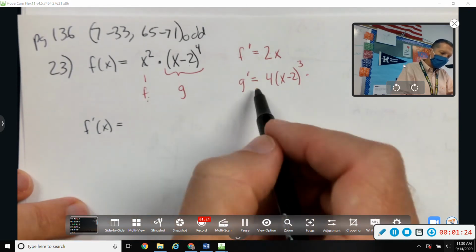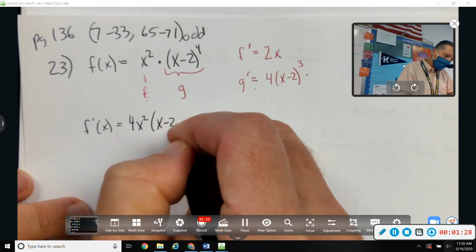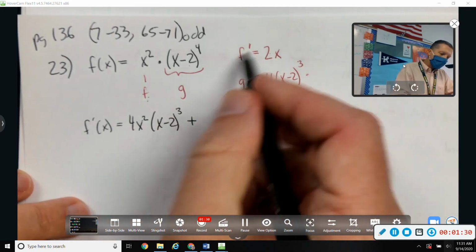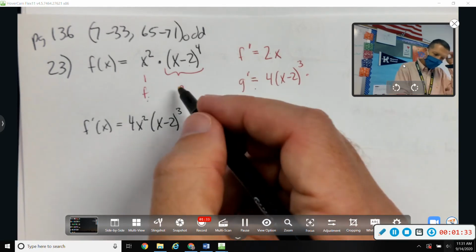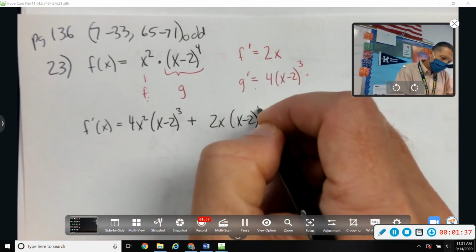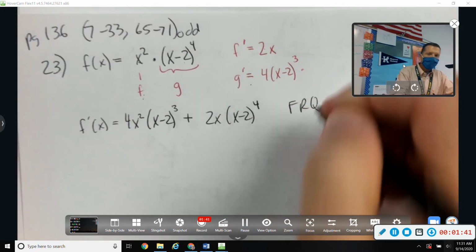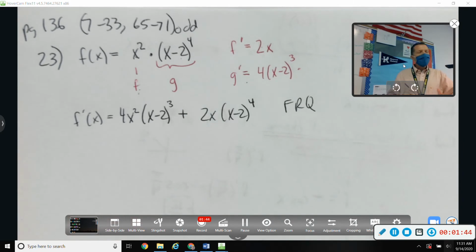First times derivative of the second, so x squared times 4 (x minus 2) cubed, plus the other way around, the second times the derivative of the first. And that's a perfectly acceptable free response answer. I'm glad you've asked this one, because there is one on the test that's sort of like this. That's multiple choice, so it forces you to do some algebra. So it kind of turns into more of an algebra problem than a calculus question, because we're done with calculus.